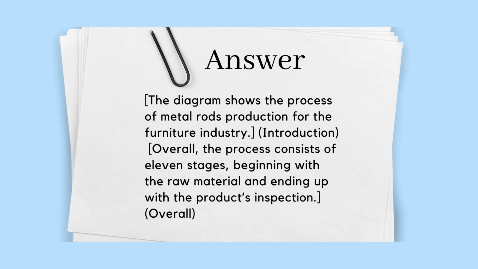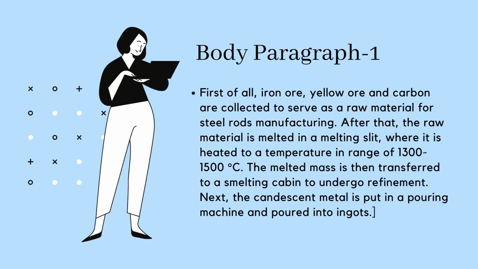After that, let us see the overall. It always starts with the overall linker. Overall, the process consists of 7 stages, beginning with the raw material and ending up with the product's inspection. Here you can see that I have kept my overall short. According to the format, if you want to add the main feature, then you can do it. Now let us write the body paragraphs.